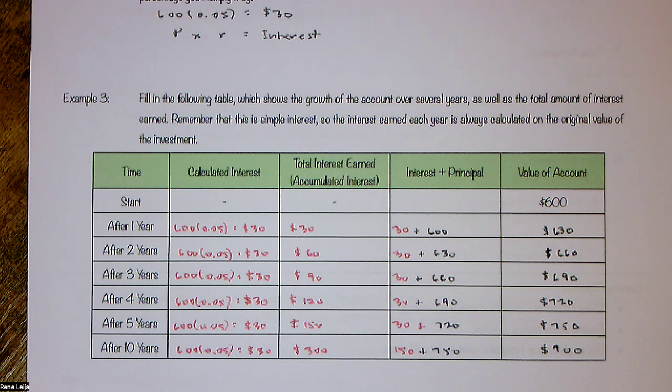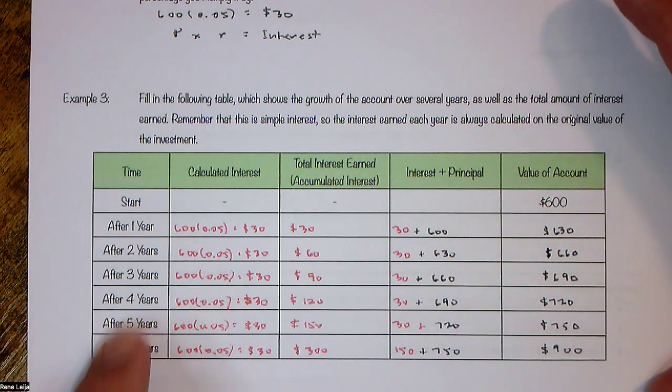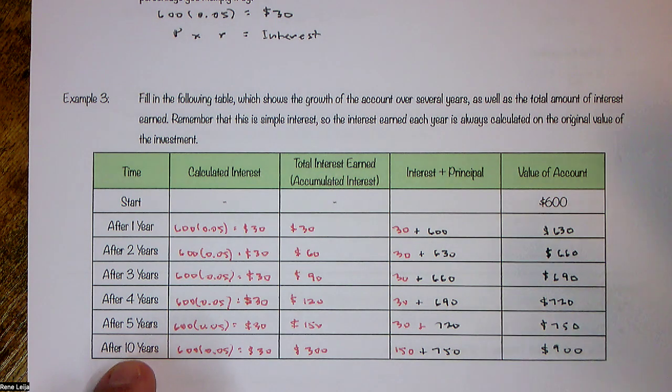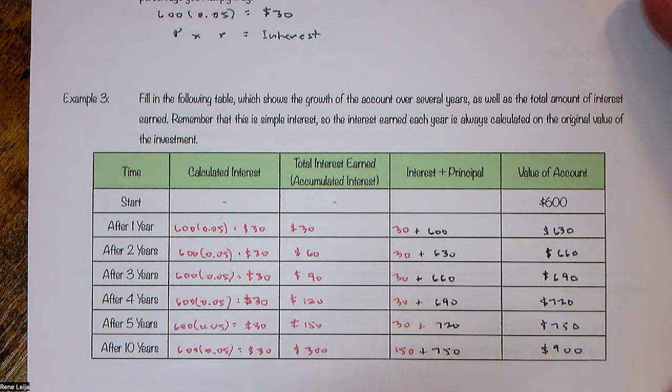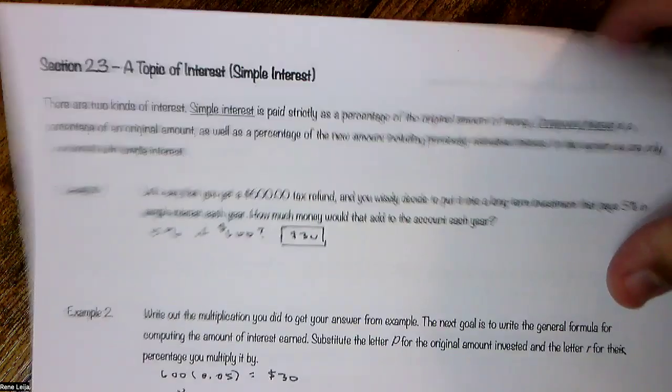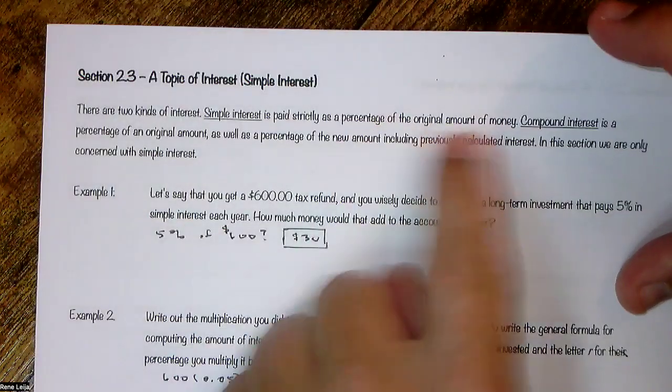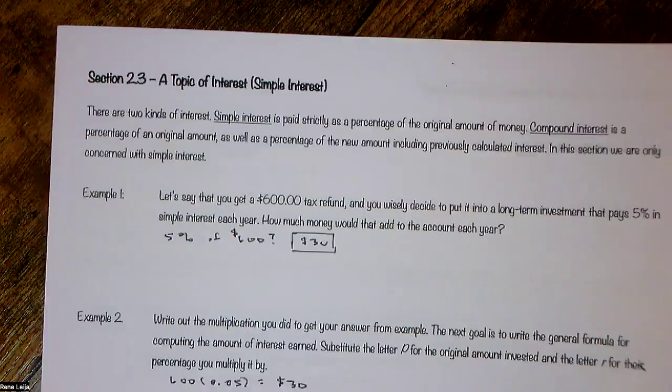Okay. All right. Now it would be pretty mean of me to make you fill out a table and carry this out all the way to 10 years, because we didn't calculate year 6, 7, 8, 9, and 10. So that would be pretty mean of me to do that. But you can see how the pattern works. Again, simple interest is strictly a percentage of the original amount of money.